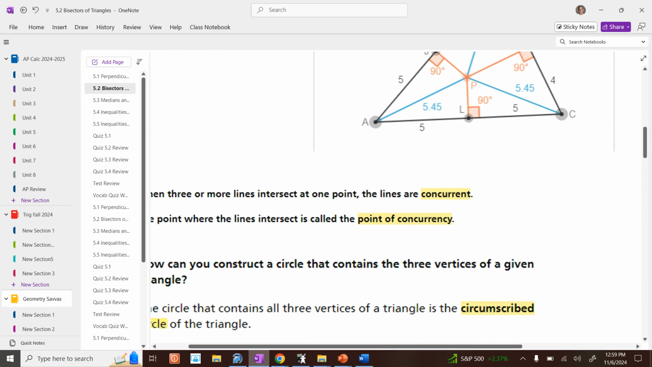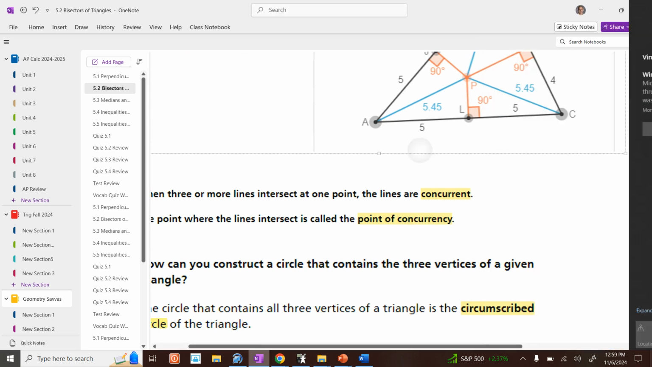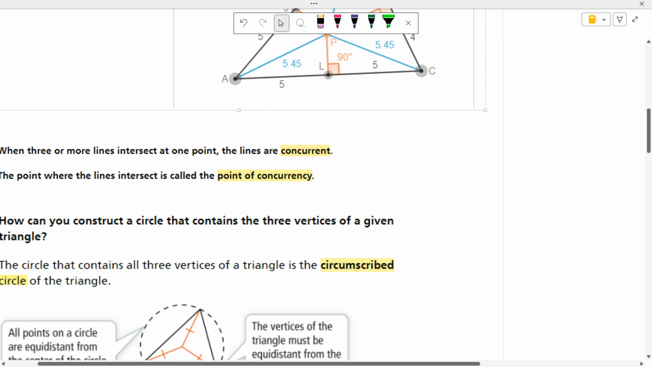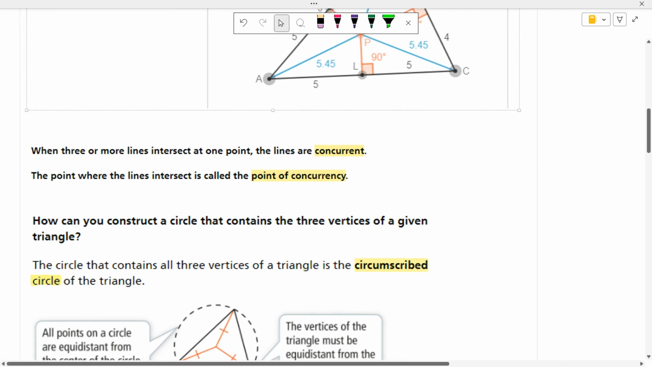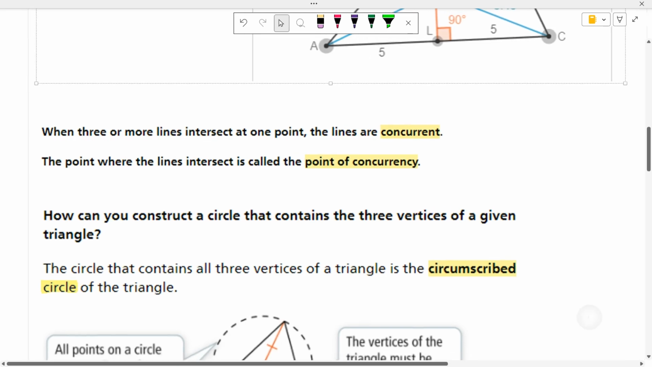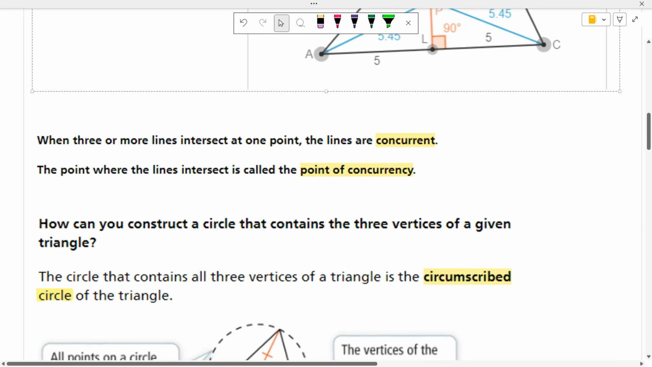So when things are equal or when things cross in the middle of a triangle, they are said to be concurrent. So these are a bunch of vocab words I'll let you write. When three or more lines intersect at one point, the lines are concurrent. So concurrent is when three or more lines intersect at one point. And the point of concurrency is where the lines intersect.